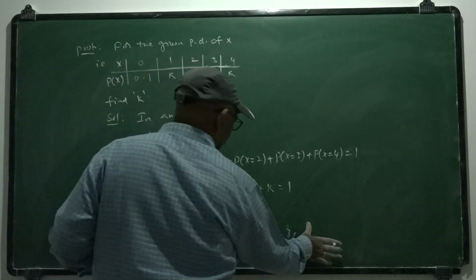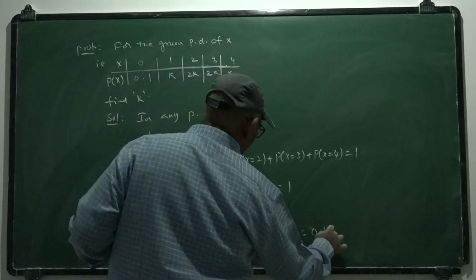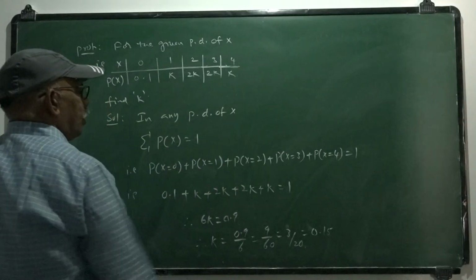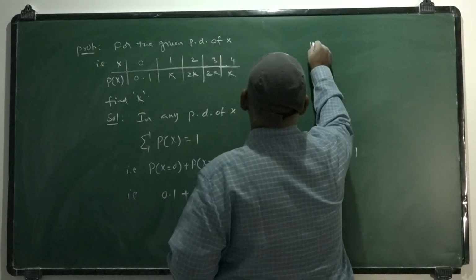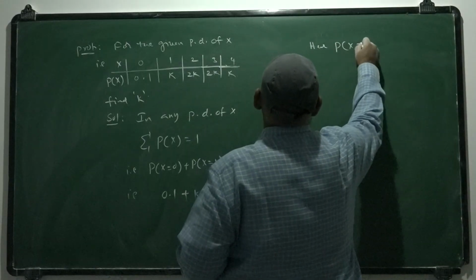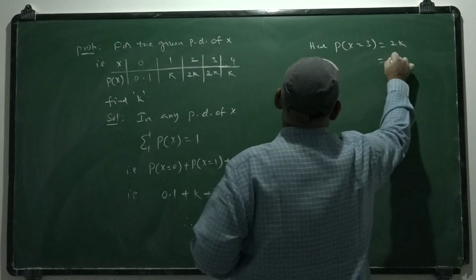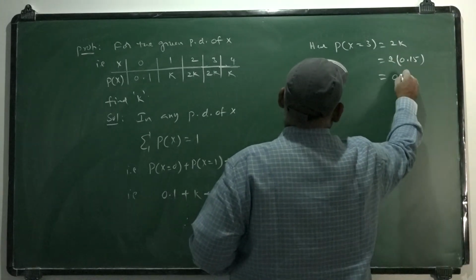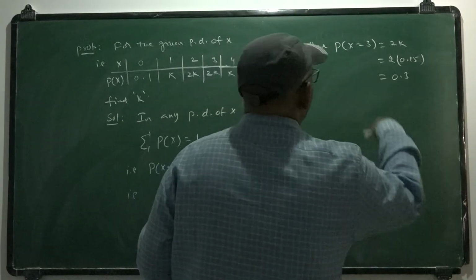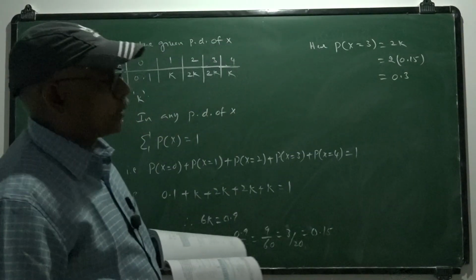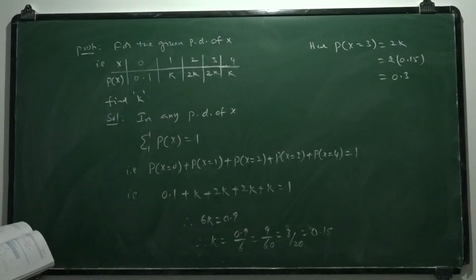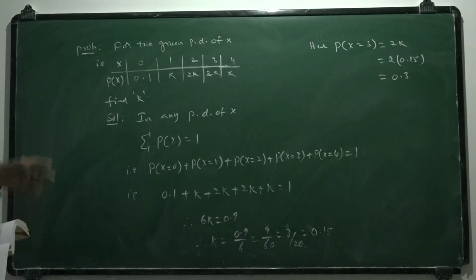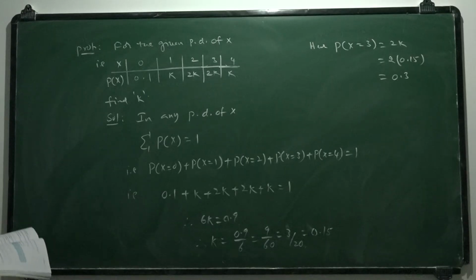3 by 20 is 0.15. The corresponding probabilities: suppose probability for x equal to 3 is 2k, which implies 2 into 0.15, that is 0.3. Like that, you can find the required probabilities, and the other probabilities also.